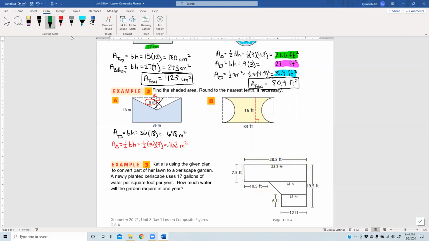Now I subtract these. 648 minus 162, because remember, I'm deleting the triangle. That would be 486 meters squared. That's my total area.